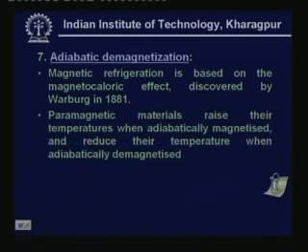The principle of this is that paramagnetic materials raise their temperature when adiabatically magnetized and reduce their temperatures when adiabatically demagnetized. Let us say that I have a paramagnetic material and I suddenly expose it to a very strong magnetic field. So the atoms of the paramagnetic material align themselves in the direction of the magnetic field. This is an exothermic process, that means during this process the entropy of the material reduces and heat is rejected.